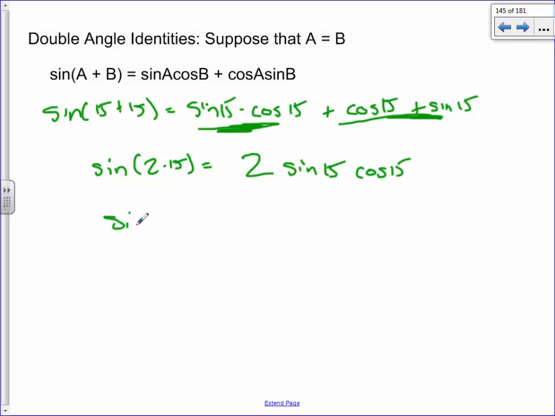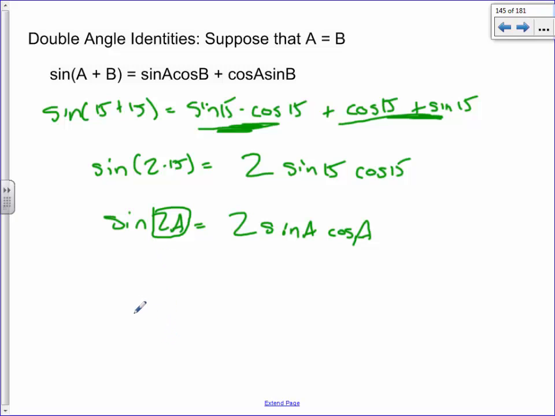It looks like this. The sine of 2A is equal to 2 sine A and cosine A. So we're back to only having one variable rather than A's and B's. We just have A's again. And this is useful in a case where you have an angle, but the angle itself is something that has been doubled.